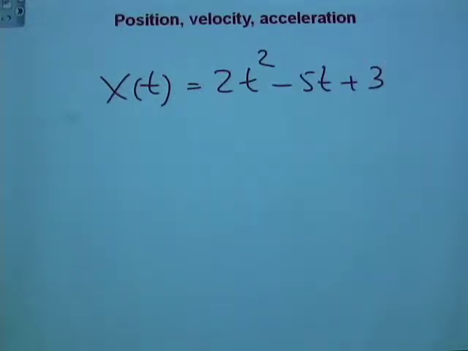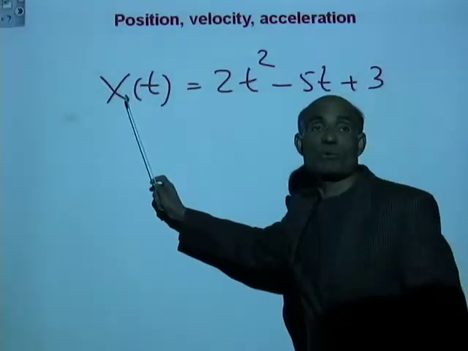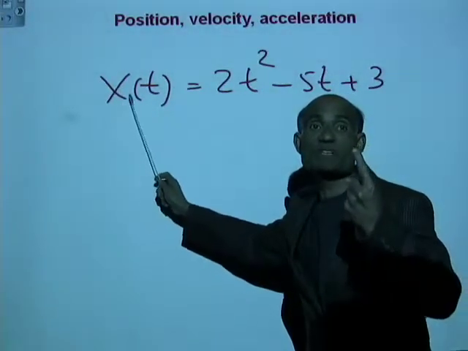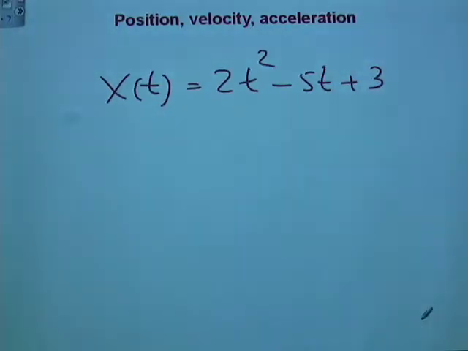Alright, let's say x of t equal to 2t squared minus 5t plus 3 is the position function. This function describes where the object is at a given time. For example, if I want to find the position at time t equal 1, I just put t equal 1 in the function. So this is your position function. And if I now find the derivative of this, if I say x prime of t, you understand what that means. X prime is the derivative of the x function, and that will be your velocity function.